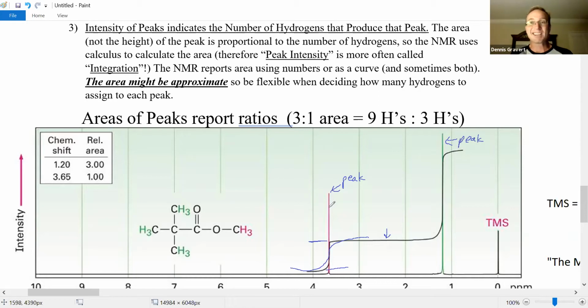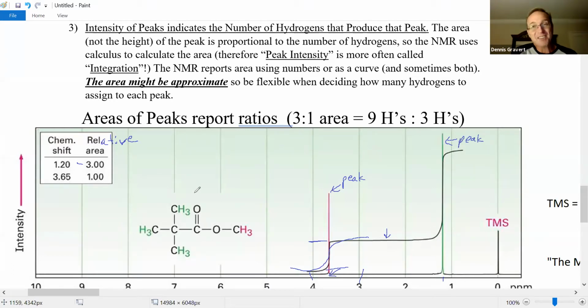Unfortunately, it can't actually tell you exactly how many hydrogens. It can only report ratios. So the computer knows that the area under here corresponds to a relative area of 3 at chemical shift 1.2. Yeah, this peak is at 1.2. The peak at 1.2 has a relative area of 3, whereas the peak at 3.65 has a relative area of 1. Or in other words, one peak has 3 times the area of the other. So we know there are 3 times as many hydrogens.